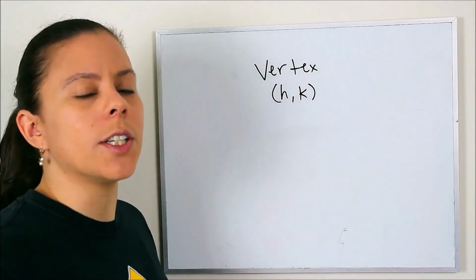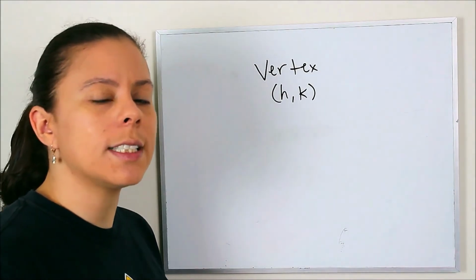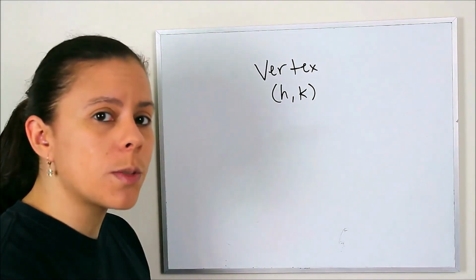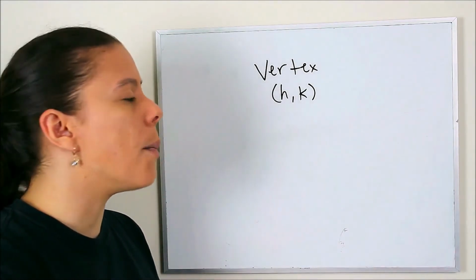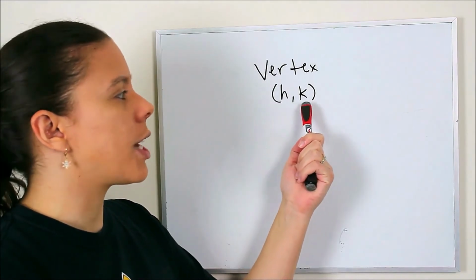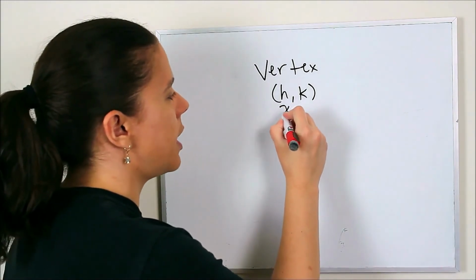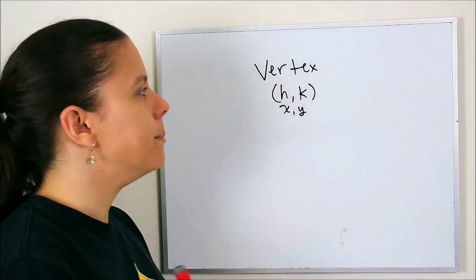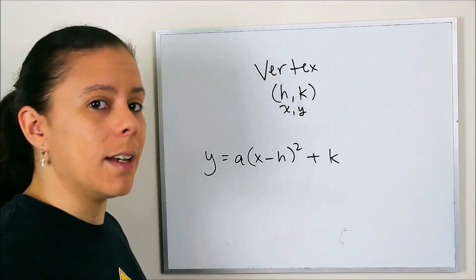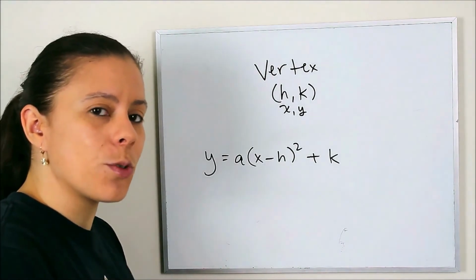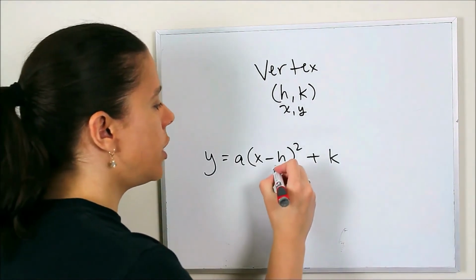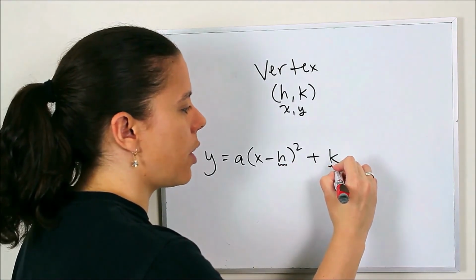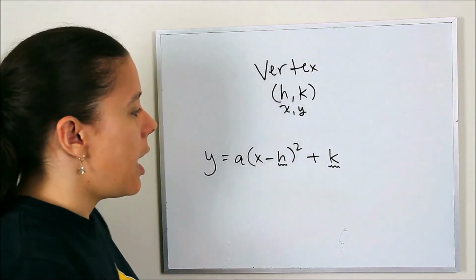So what exactly is the vertex, and how do we find it? Well, the vertex is the highest point of the graph if the parabola opens down, or the lowest point of the graph if the parabola opens up. And we write it as (h, k). This is still an x coordinate and a y coordinate, but it's so special that we give it its own name. So if I have the vertex form, it's in the name, it's already giving you the vertex. All you need to do is look at what number is here and what number is here, okay?